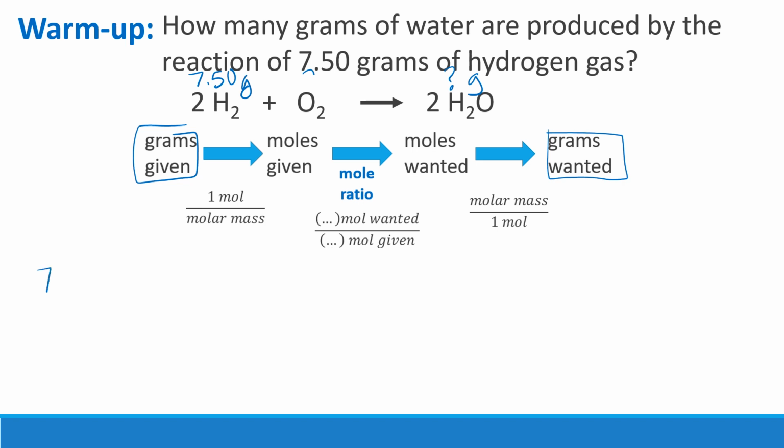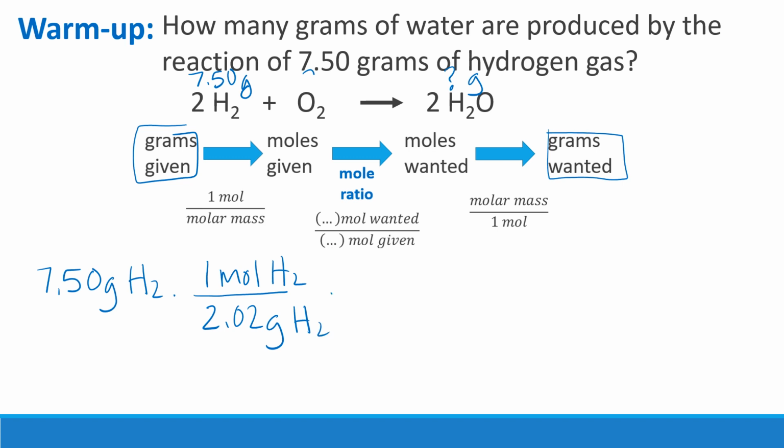So starting with 7.50 grams of hydrogen, my first step is to convert that to moles. So it's 1 mole of hydrogen, and then I plug in the molar mass of hydrogen, which is 2.02 grams. Right, that's just 2 times what's on the periodic table. When I do that, grams of hydrogen cancel.